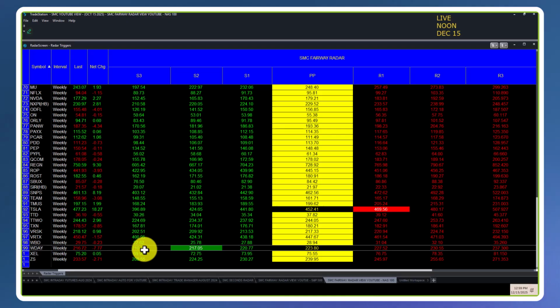You've got to use limit orders here, folks, though, right? Because these options may not be terribly liquid, and you've got to get your price. You don't want to get glommed.